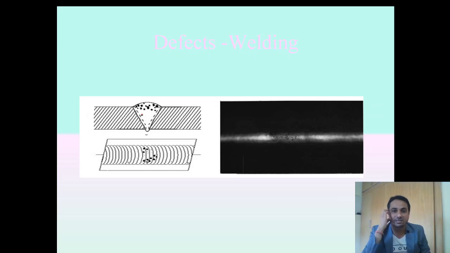If we get a cluster of that, means lots of porosity at the same place, then we are calling it a cluster porosity, CP. So you see lots of dots, and this is my cluster porosity.